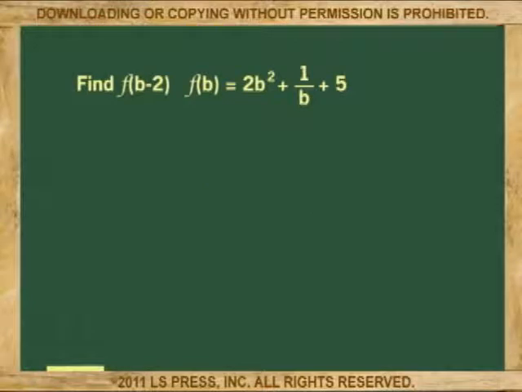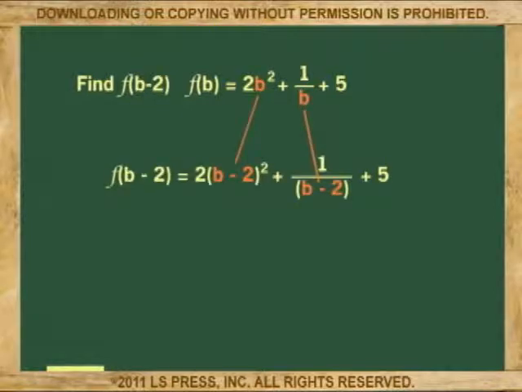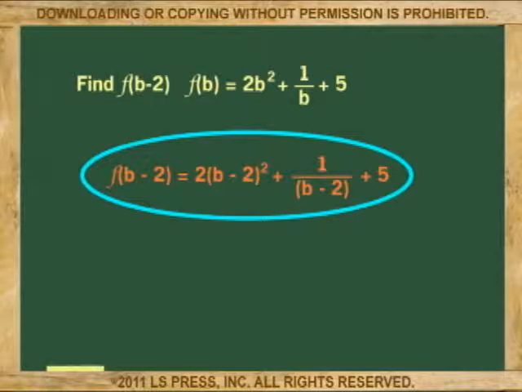Find the function at b minus 2 if the function of b equals 2b squared plus 1 over b plus 5. Substitute b minus 2 for every b of the function, and the function at b minus 2 equals 2 times b minus 2 squared plus 1 over b minus 2 plus 5. This is the new function.